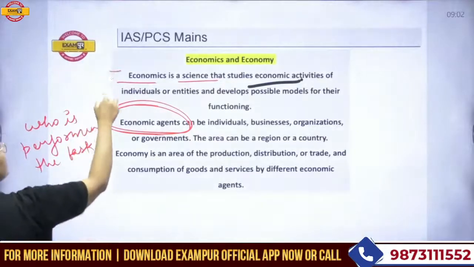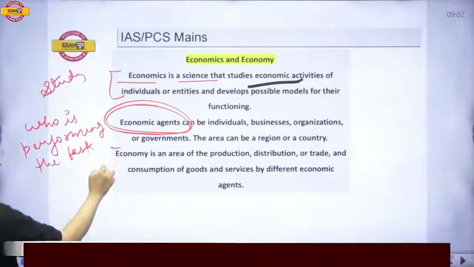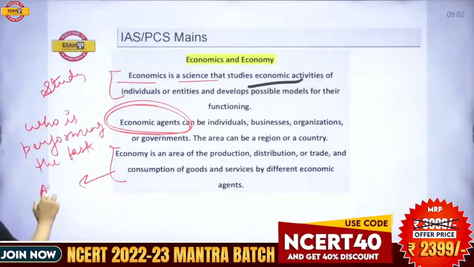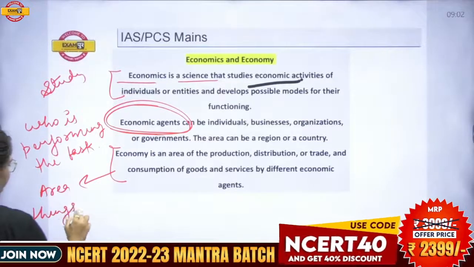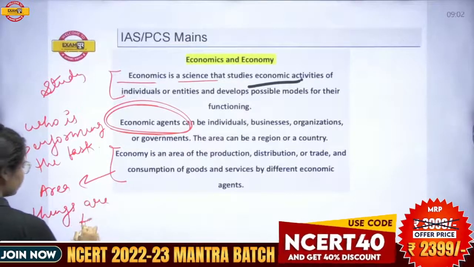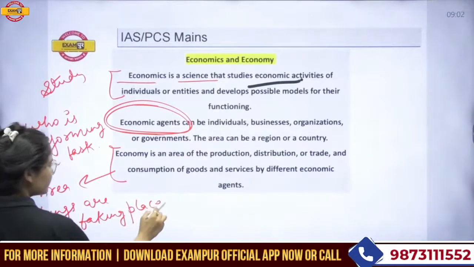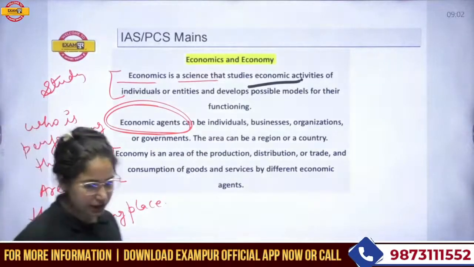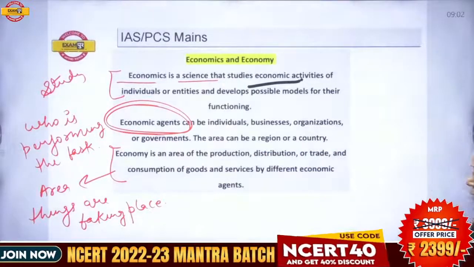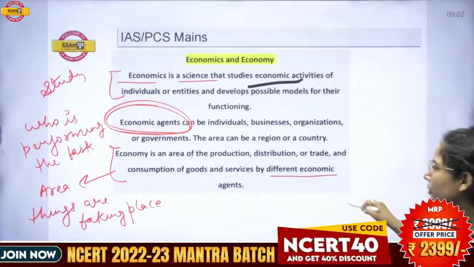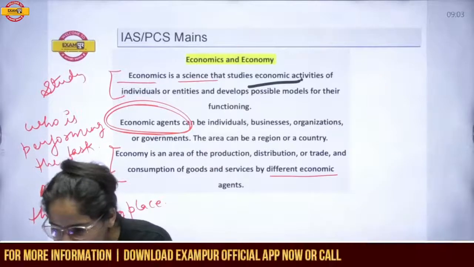And this is about the study, and this is about an area where things are taking place: production, distribution, and trade, consumption, whatever it may be. These are the three ingredients we are talking about.